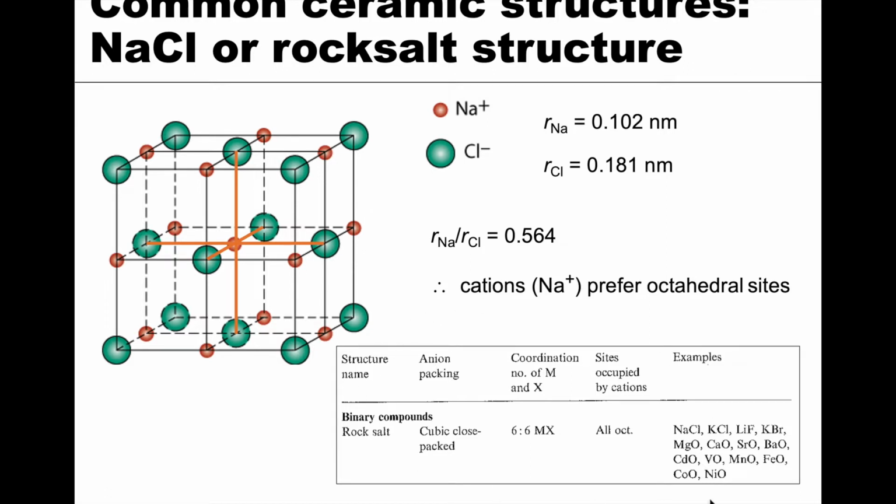This is just a snippet from that table that I showed you before, showing you that it's the cubic close packed, or FCC. The coordination numbers are both 6, and we have MX, which means 1 to 1, so 1 sodium for 1 chloride. All the octahedral sites are filled, and these are some examples. You can see sodium chloride, as you might expect, potassium chloride, but also a lot of oxides, so a lot of what we call divalent, but 1-to-1 metal oxides, and these are mostly transition metals in these cases. That gives you a little bit of information about the rock salt structure.